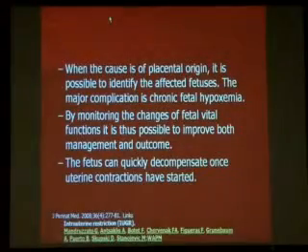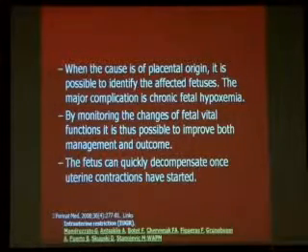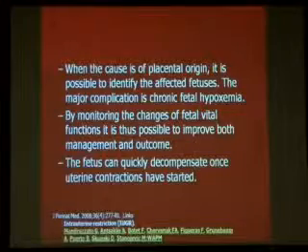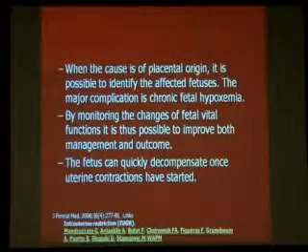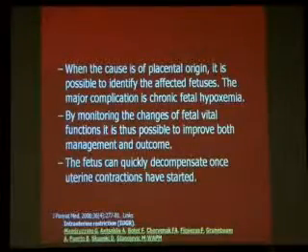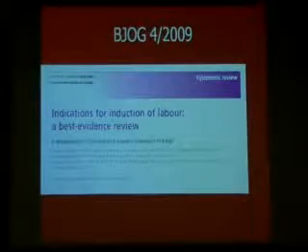Antenatal risk factors for CP: it's the term ones that have an increased risk of all CP, and that's another paper that proves the same thing. This was published last year in the Journal of Perinatal Medicine. I was one of the co-authors. What we said is when the cause is of placental origin, it's possible to identify the affected fetuses, and the major complication is chronic fetal hypoxia. So the asymmetrical ones are the ones you need to be concerned about specifically on labor and delivery. And the question of when you should induce labor is a little bit controversial.